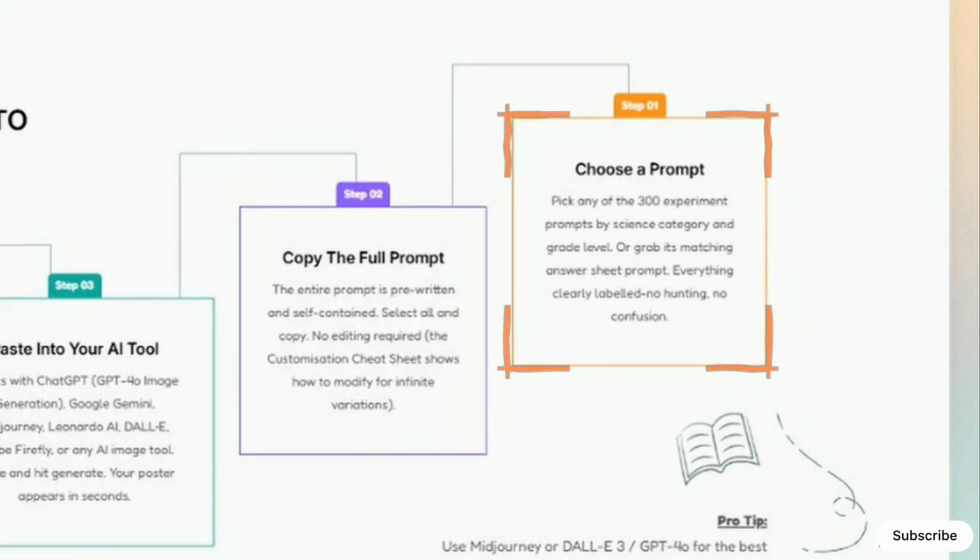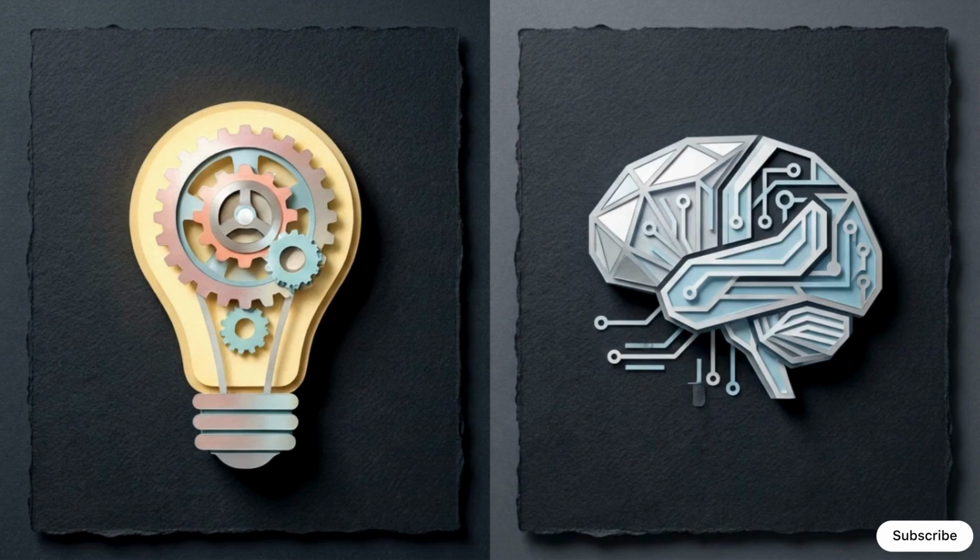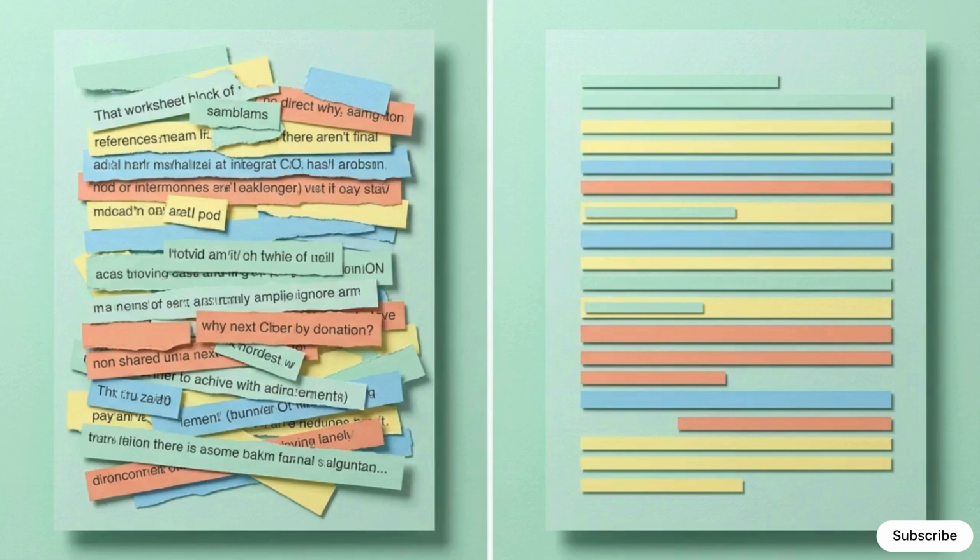You have 300 unique experiment topics across 6 categories. Every experiment relies on safe, common household items. Before you generate, a quick troubleshooting rule: always use a top-tier model, like GPT-4o or Midjourney. Older models often jumble the spelling, so using the right tool guarantees crisp, readable text on your pages.